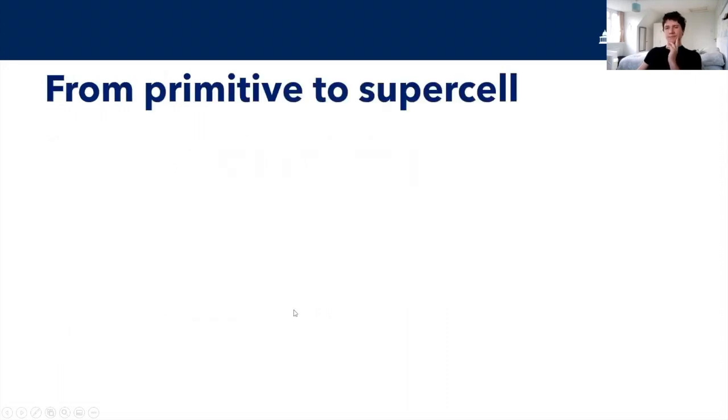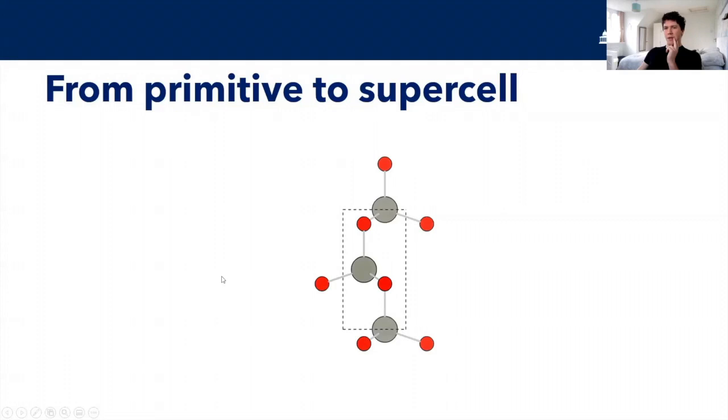So let's begin. You will typically start a defect study with your primitive unit cell. You'll do all your bulk calculations on it because it's much cheaper and gives you all the information that you need. And in this case, I've just shown you the primitive cell of zinc oxide.